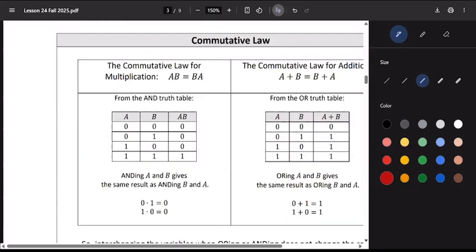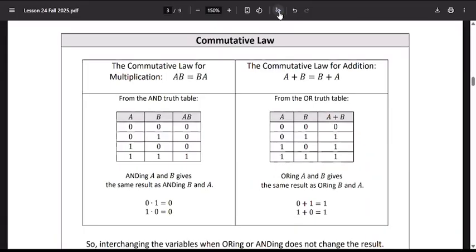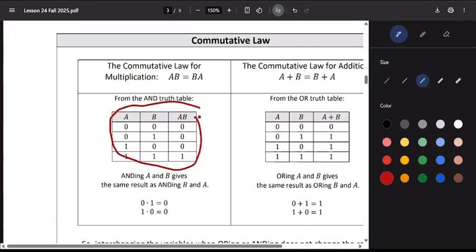We're done with the redundancy law, and we did that for both multiplication and addition. So right now, I want to go into the commutative law, and of course we're going to look at the multiplication aspect and the addition aspect. If you remember the other time when I was talking about the AND gate, the truth table for that is this, and the truth table for the OR gate is this.